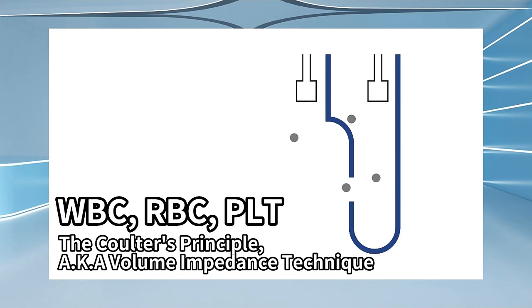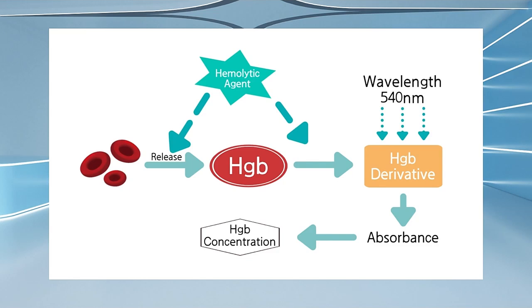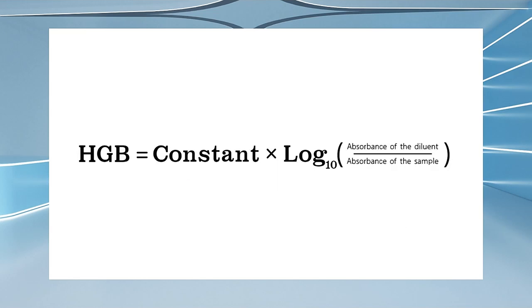WBC, RBC, PLT adopts the Coulter's principle, also known as volume impedance technique. HGB adopts Beer-Lambert law. The concentration of hemoglobin in the sample can be calculated by comparing the absorbance of the diluent with the absorbance of the sample.